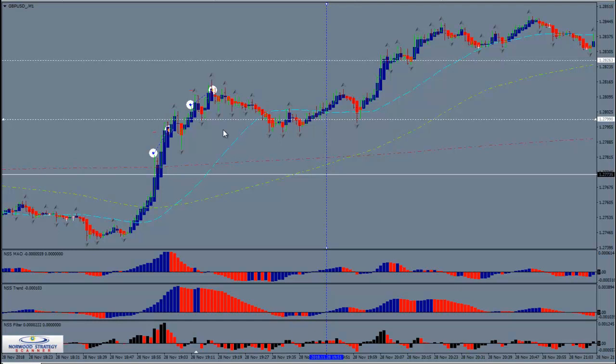But I adjust that if I think I need to. And one of the things I do is I'll look at fractals. So I'm in this position. There's no fractals to look at over here per se in the past. But what I'll look at is on this next pullback, I get a fractal. It forms a fractal right there.